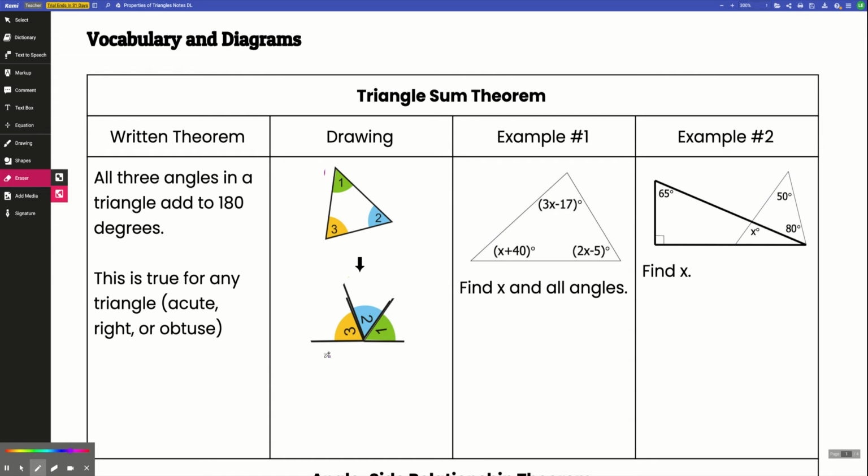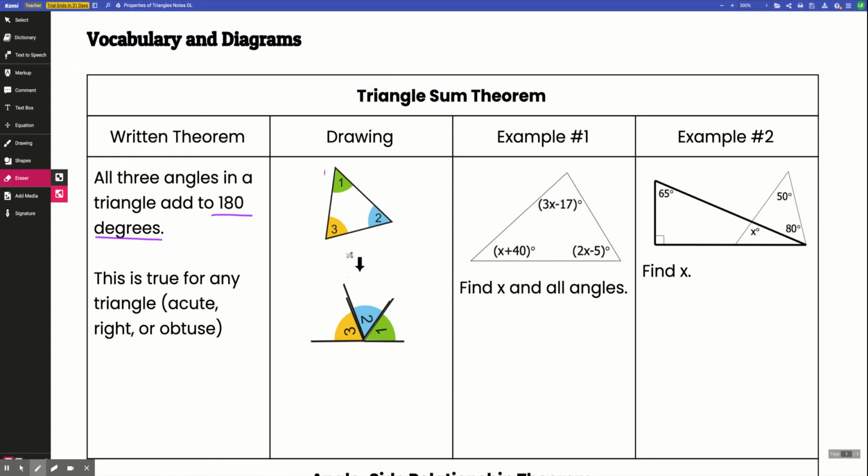So first theorem that we're going to talk about is the triangle sum theorem, which is exactly what it sounds like, right? That all three angles in any triangle add up to 180 degrees. It's true for any triangle, whether it's an acute triangle, a right triangle, obtuse, scalene, isosceles, equilateral, doesn't matter. All three angles have to add up to 180 degrees every single time.